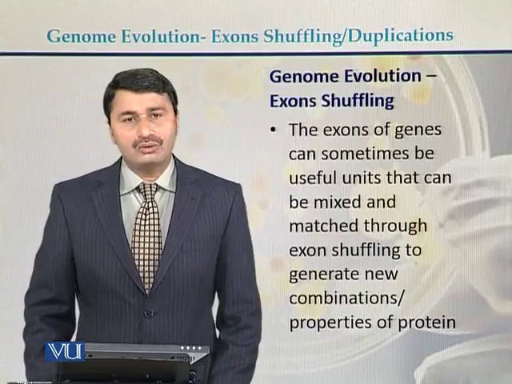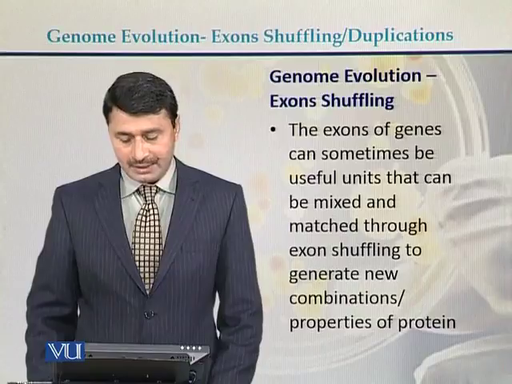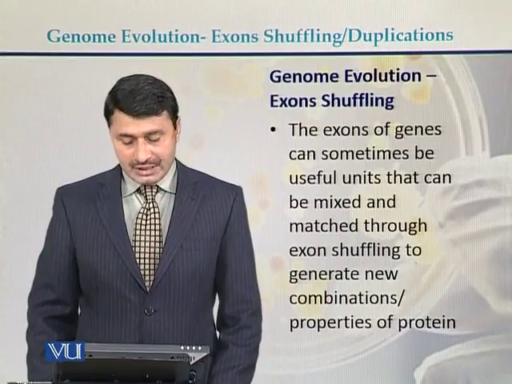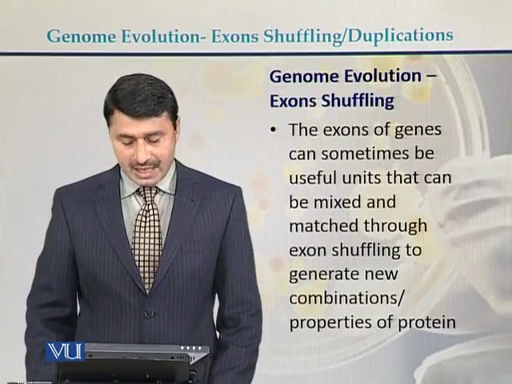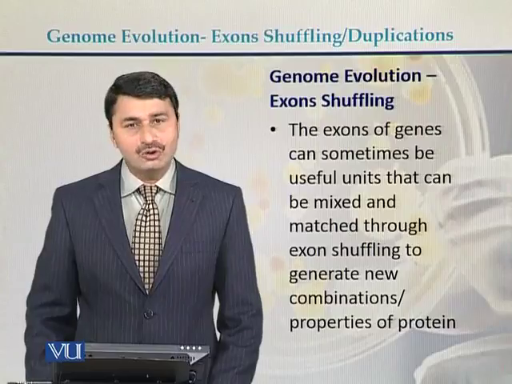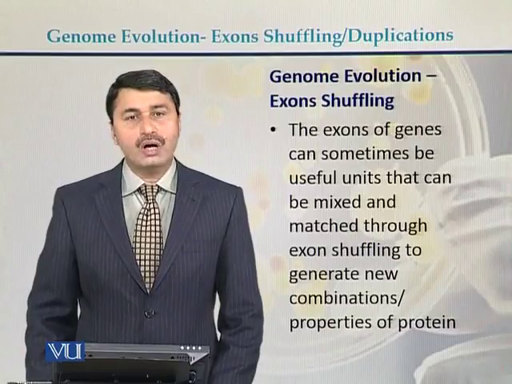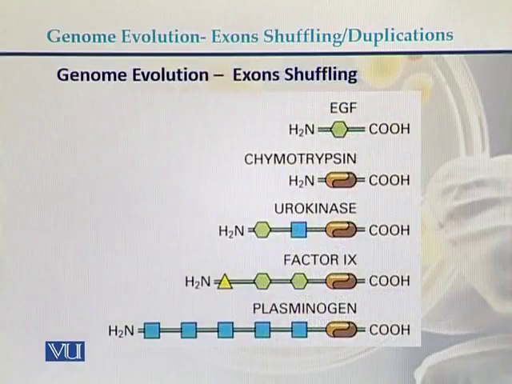Another concept about genome evolution is exon shuffling. The exons of a gene can sometimes be useful units that can be mixed and matched through exon shuffling to generate new combinations or to attain new properties of the proteins. Here we can see the structures of different proteins.